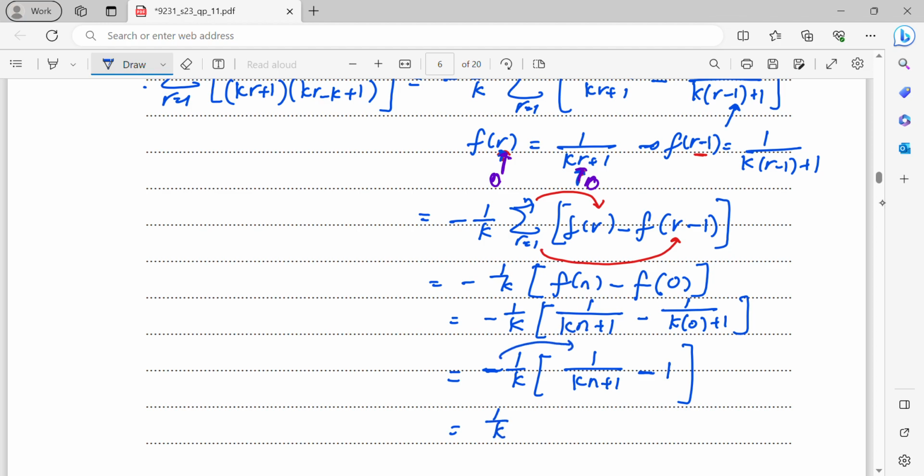I can just multiply in the negative and rearrange it. So it will be 1 over k. So the minus times minus 1 is positive 1. So I will write the positive 1 first, then minus 1 over kn plus 1. Okay, so this is our sum. This is our summation.